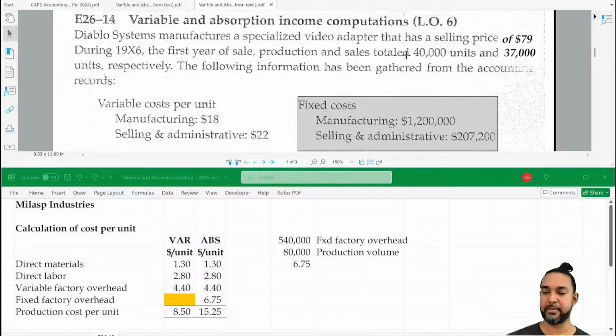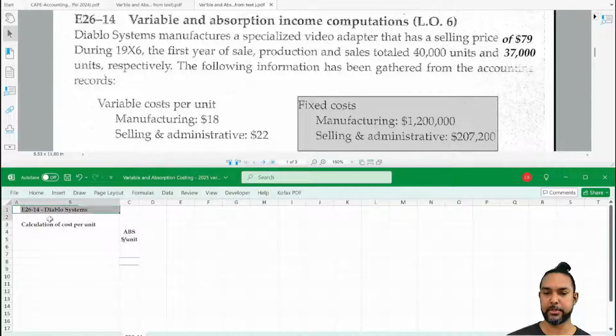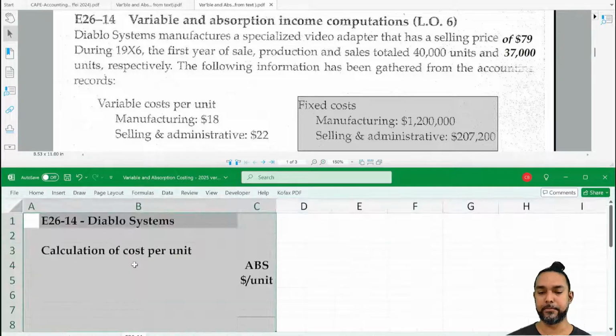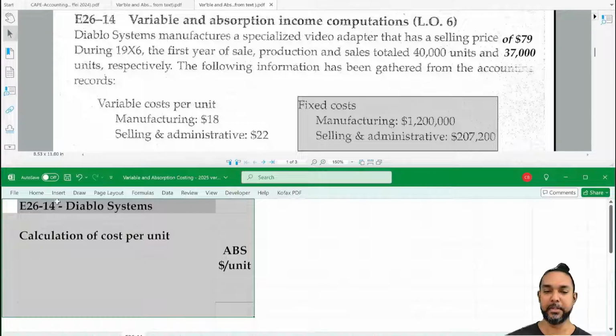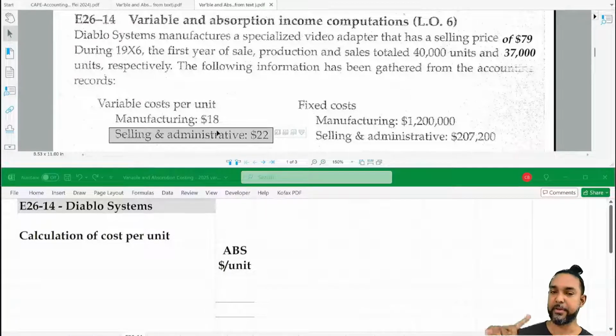So basically they want the income statement. But what we are going to do is we are going to calculate the cost per unit under both variable costing and absorption costing, right? So actually no, we won't. Oh, sorry, it wouldn't be variable costing because you already have variable costing. They gave us $18, right? So there's nothing else to find there. And once again, selling and admin is not part of your product cost, so we don't add those two together to find the production cost per unit, right? We do need to include it in the income statement, but that's the income statement part of it, right?